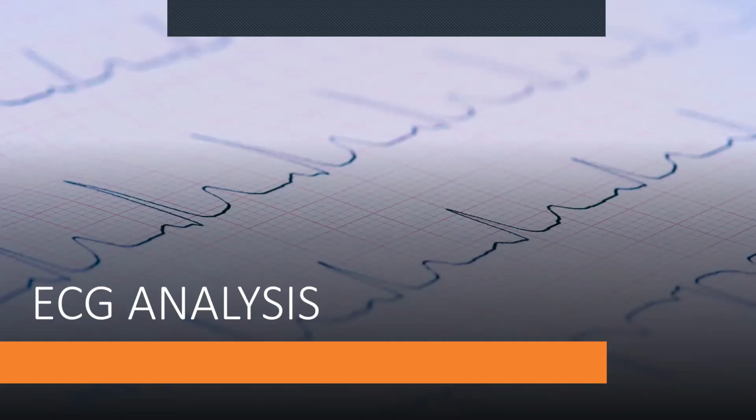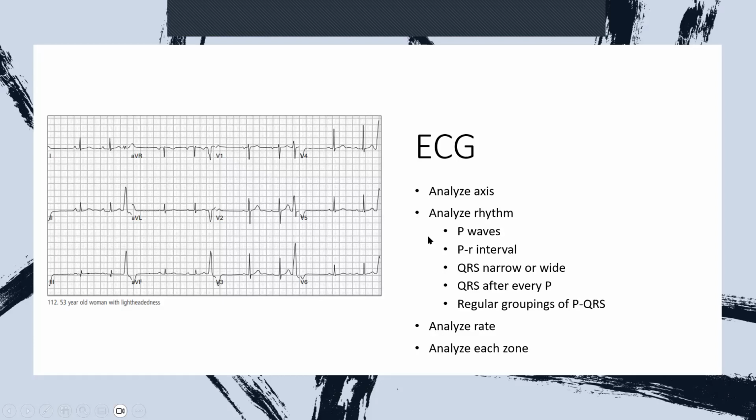Okay, heart blocks are quite common. We see them almost every day. So this is the ECG that we're going to analyze. I'm going to make it bigger just now. Whenever you're analyzing an ECG, this is the way that you do it. You first look at the axis, then you look at the rhythm, then you look at the rate, and then you look at the zones.